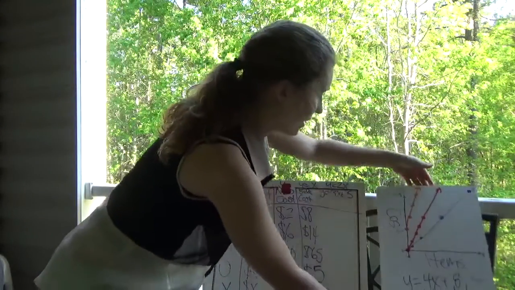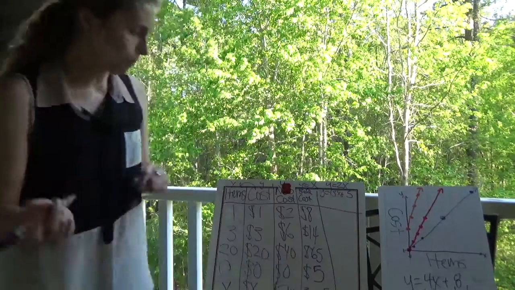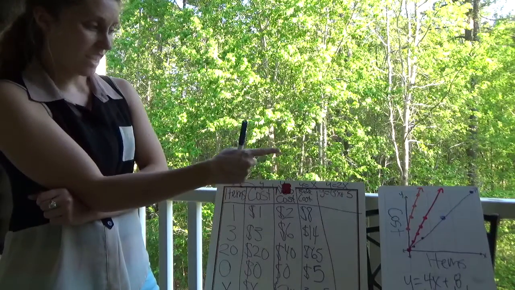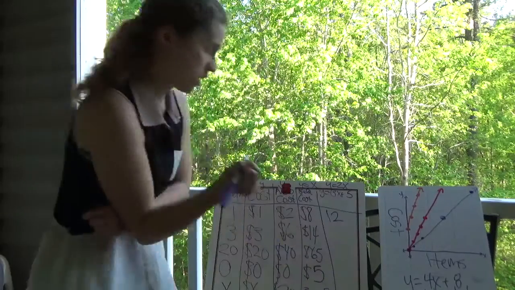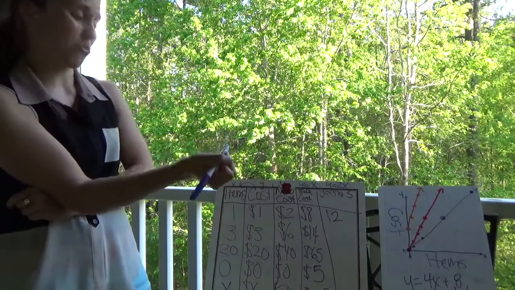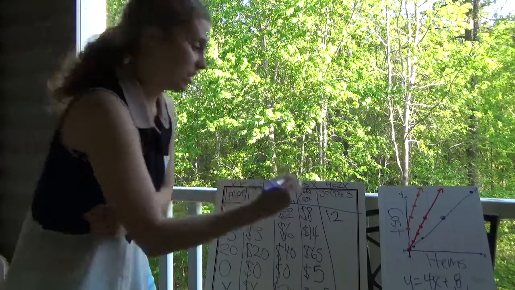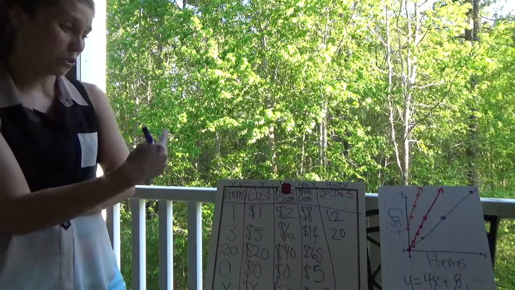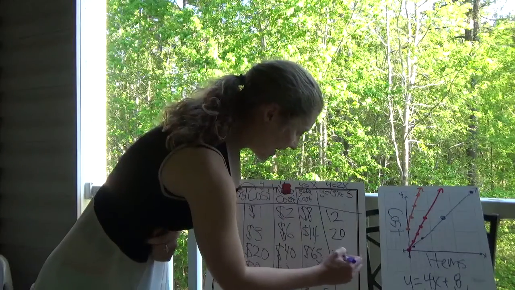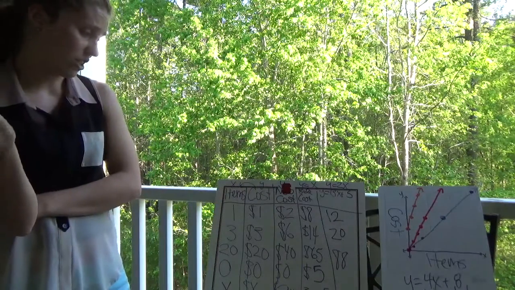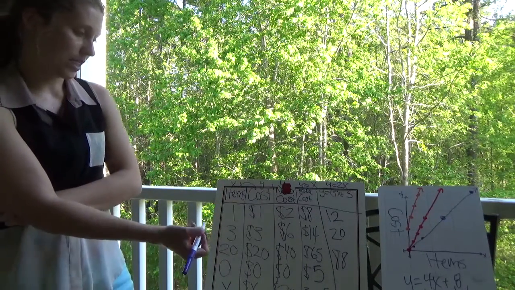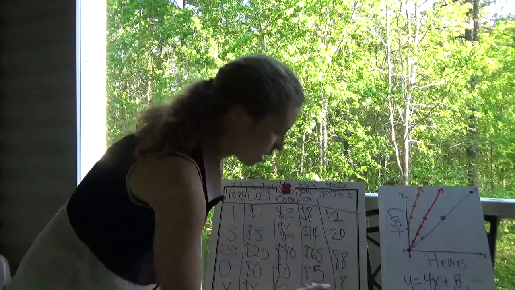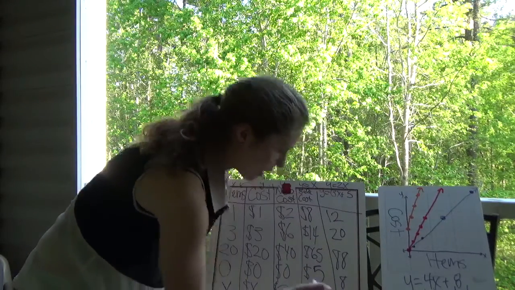So what does that leave us for our costs in our table? We have 1 item is going to be 4 plus 8, 12. 3 items is going to be 4 times 3, 12, plus 8, 20. 20 items is going to be 4 times 20, 80, plus that 8, $88. Oh my gosh. 0 is going to be 4 times 0 plus 8. And then our x is going to be just like our equation, 4x plus 8.